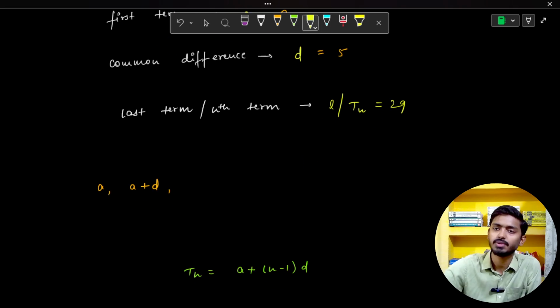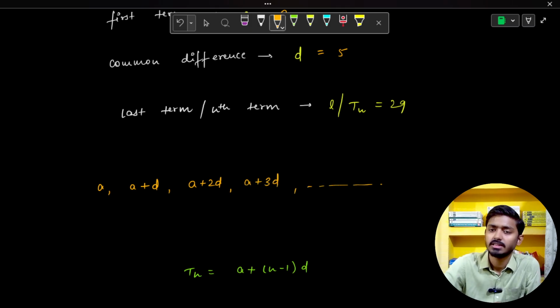Now, as we clearly saw that the first term is represented as A and the consecutive terms are added by D. So the second term would be A plus D. The next term again would be added by D. That would become A plus 2D. Again, the next term would be added by D. A plus 2D plus D becomes A plus 3D. Simple as that. And this is how the arithmetic progression goes on.